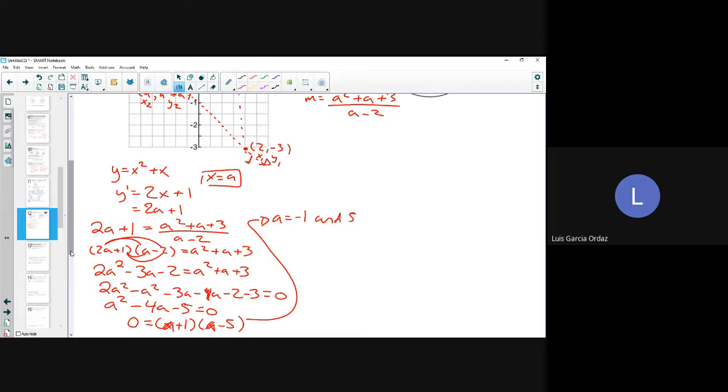So now I need to see what my y values are. So I'm just going to sub negative 1 and 5 into my original function, a squared plus a. I'm going to solve for y where x is equal to 5. And that gives me 5 squared plus 5, which gives me 25 plus 5, which gives me 30. So my first point is 5 and 30. That's where my tangent line is going to hit the curve.